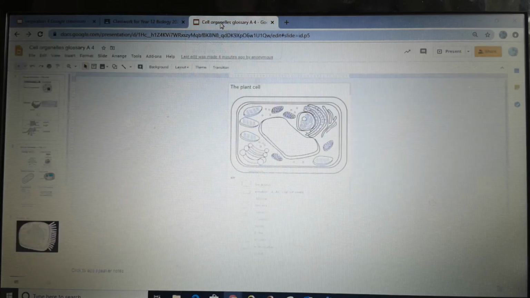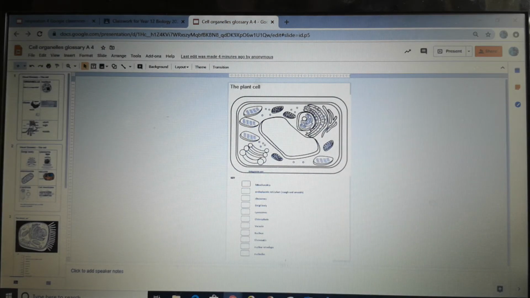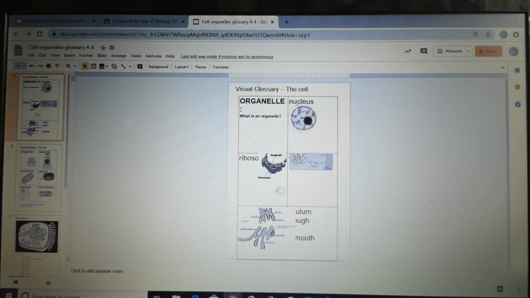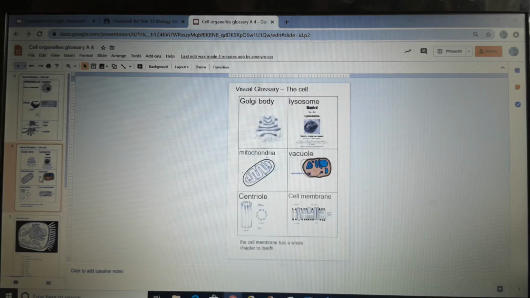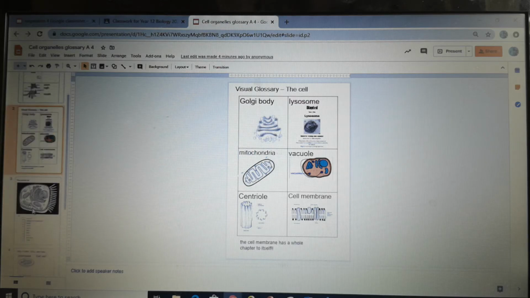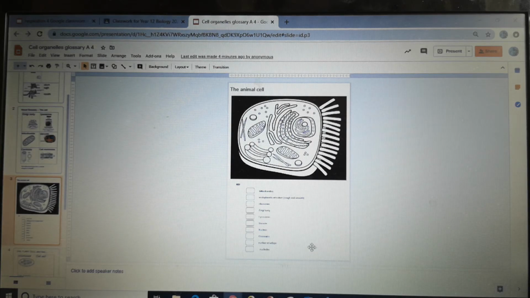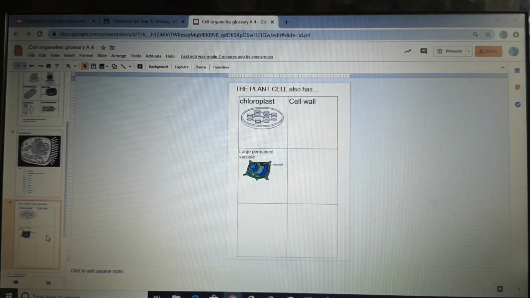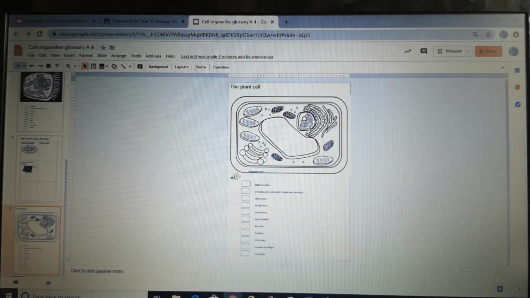What I have included is a PowerPoint for you to print off. It's a visual glossary, so it gives you the names of the parts of the cell and basically what they look like. So it enables you to identify the parts of the cell from what they look like. And then I'd like you to use those glossaries to colour in your plant and animal cells that I've given you here, and to put a key.